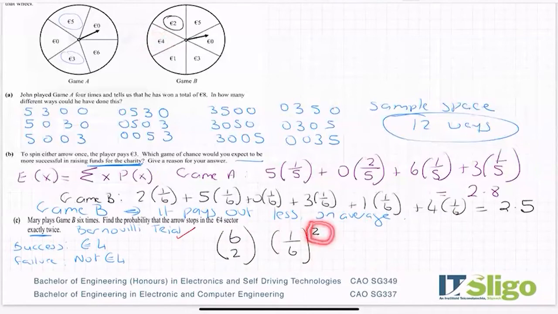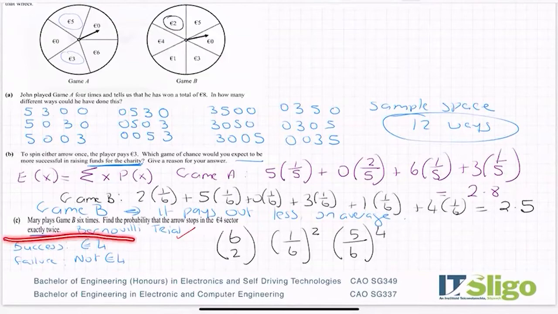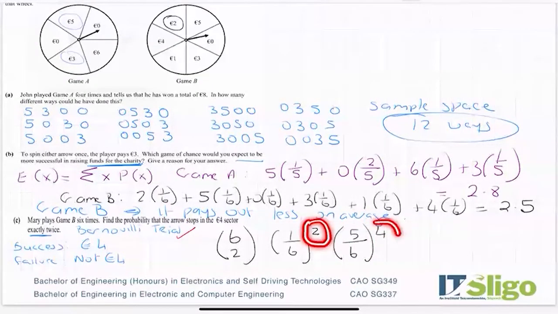And I need 2 of these if I'm going to get exactly twice on the €4 sector, which means the probability of not getting a 4, I need 4 of them. Okay, remember, probability always adds up to 1. So if the probability of getting a 4 is 1 over 6, then the probability of getting not 4 is 1 minus that 1 over 6. And that's where I pulled my 5 over 6 from. Okay, and I need 4 of them. So what you'll notice is my 2 successes and my 4 failures have to add up to the amount of trials that I have. Okay, and then this number will always match this one.